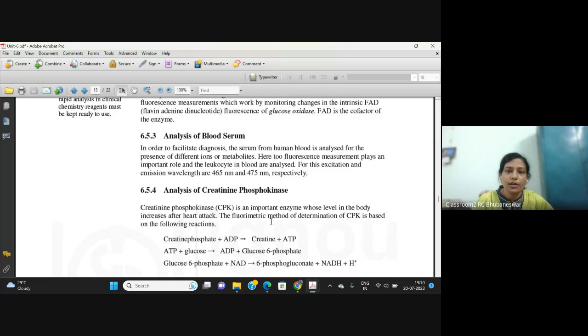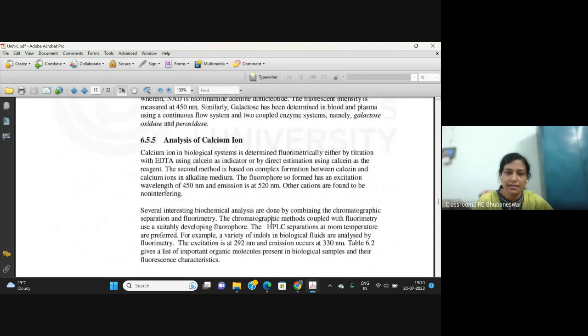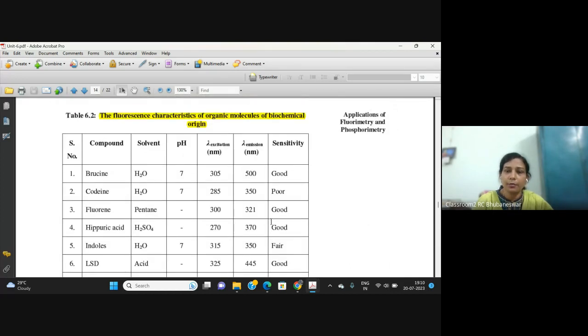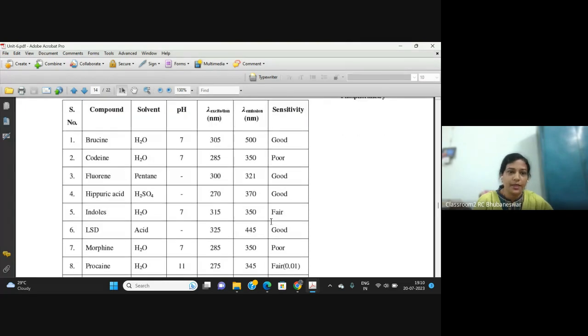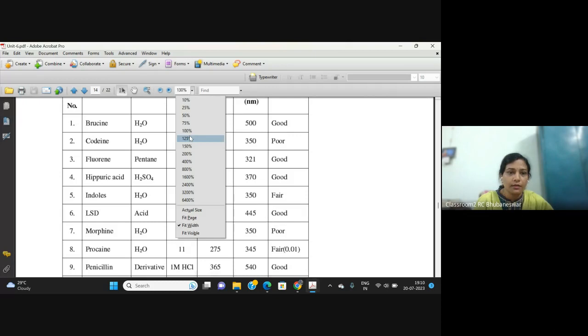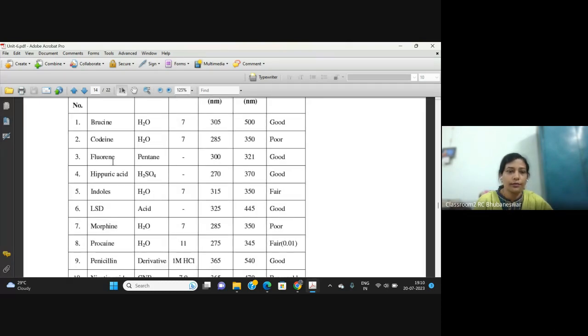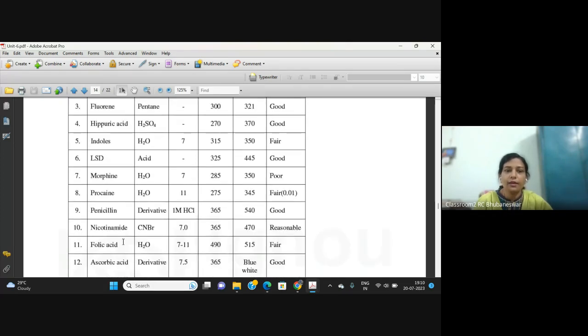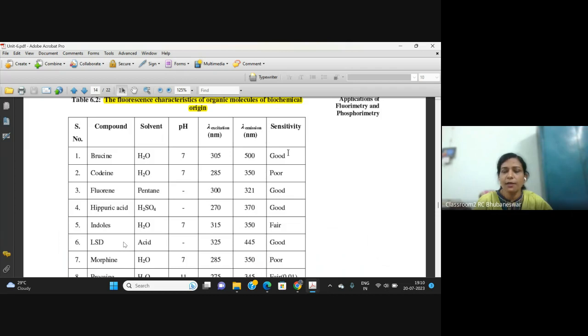Then the analysis of blood serum also can be done. Analysis of calcium ion. Then some fluorescent characteristics of organic molecules that are of biomedical origin: brucine, morphine, penicillin, nicotinamide, folic acid; these all are fluorescent in nature. And how sensitive are they? Among them, few have good sensitivity, few have poor sensitivity. As I was telling you, sensitivity is a very important thing. You need to select a suitable molecule for a suitable study.